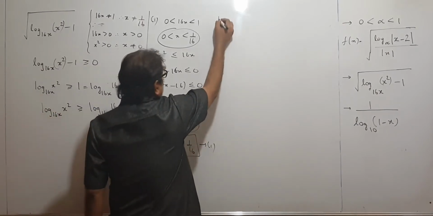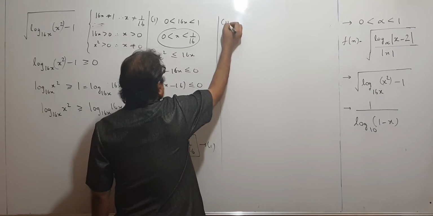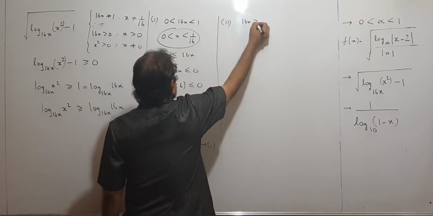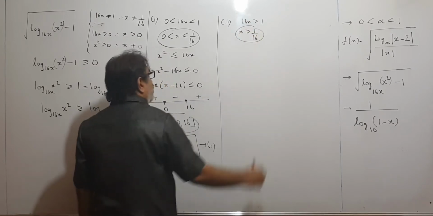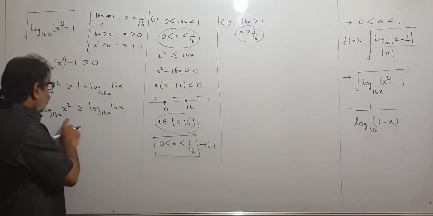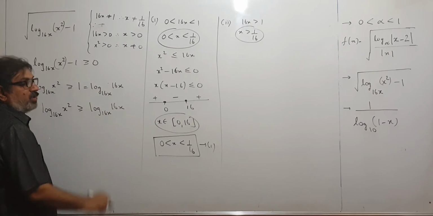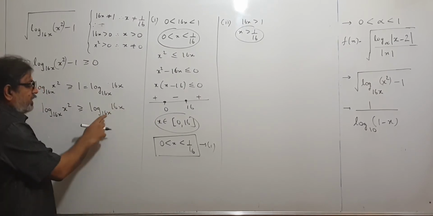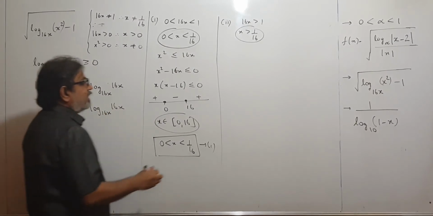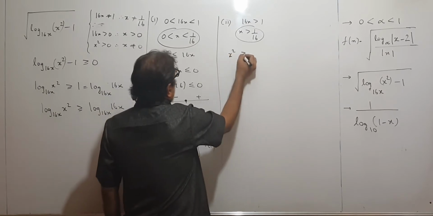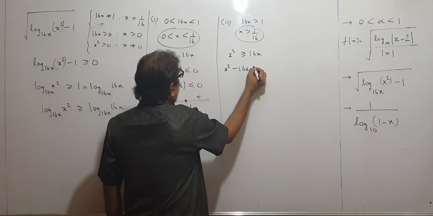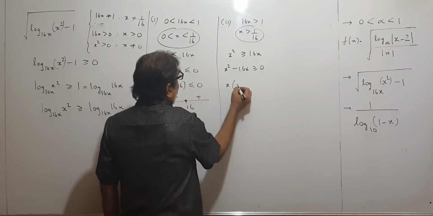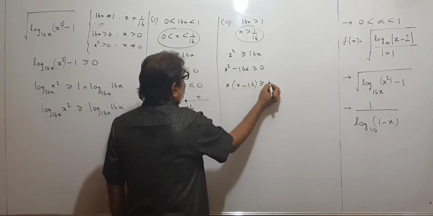If I take the second case where your base is more than 1, that means x is more than 1/16. This is your precondition. In that case, your log will be an increasing function because base is more than 1. See, 16x is more than 1. So x² ≥ 16x. So x² - 16x ≥ 0. x(x - 16) ≥ 0.